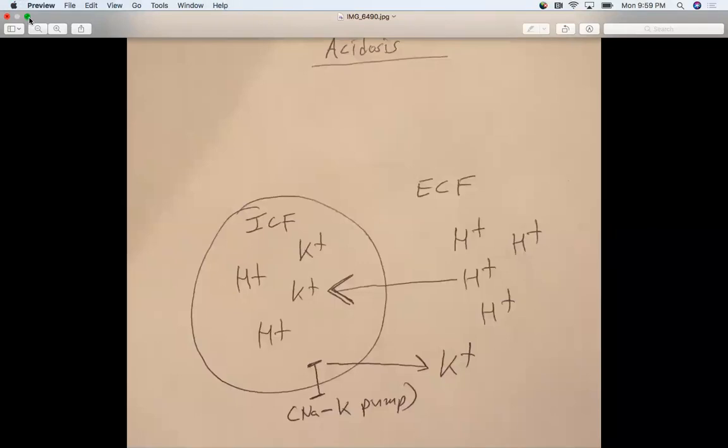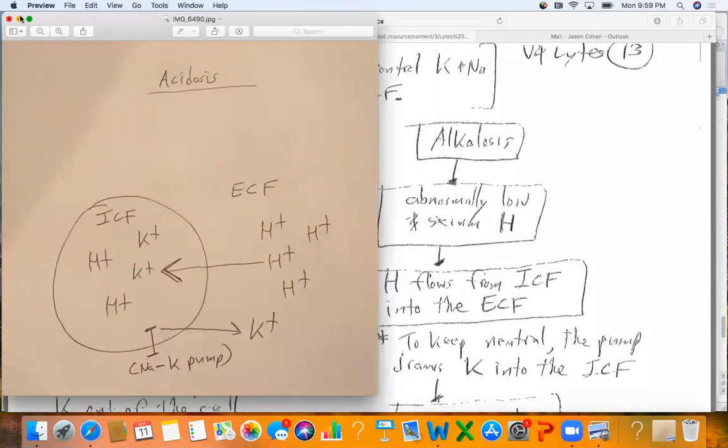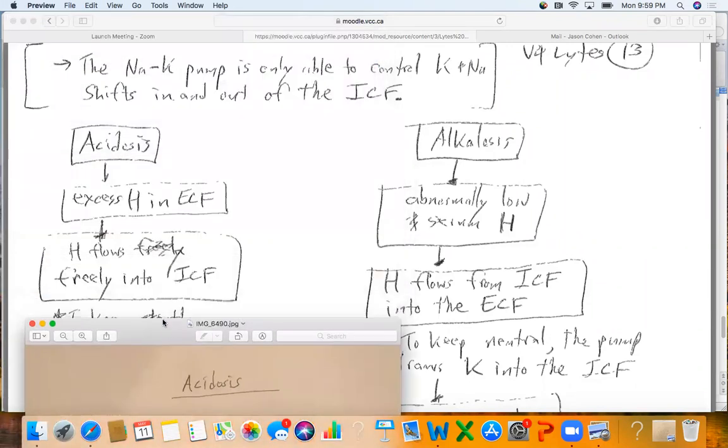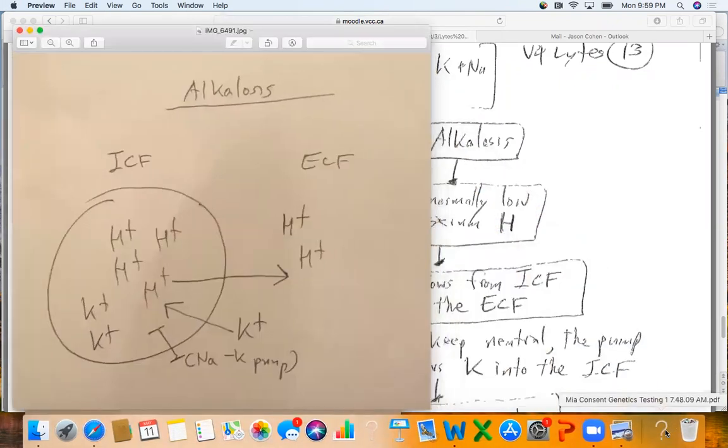Now let's have the same conversation about alkalosis. Again, these diagrams here in the map basically outline exactly what I've just said. It just depends how you like to learn. I find diagrams helpful for this concept, but you can also use the maps. They say the same thing. So let's finish up here with alkalosis.